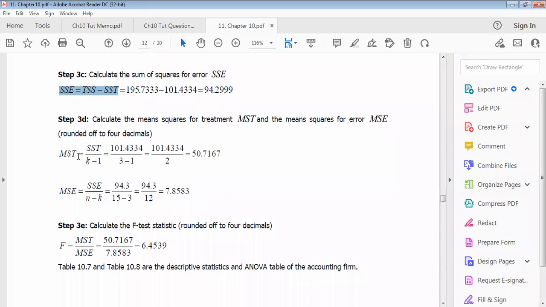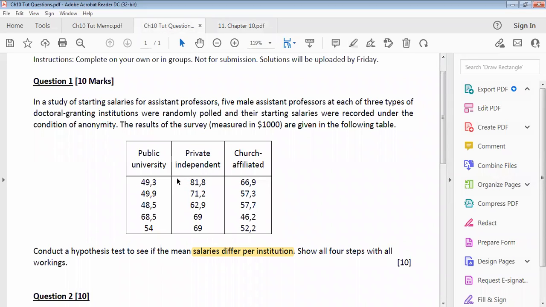The formula for MST is just SST divided by K minus 1. K is the number of methods that are given there. In our question, what is asked here? 3 types of doctoral guarantee institution. How many institutions are given? You are given 1, 2, 3 institutions. That's your K.